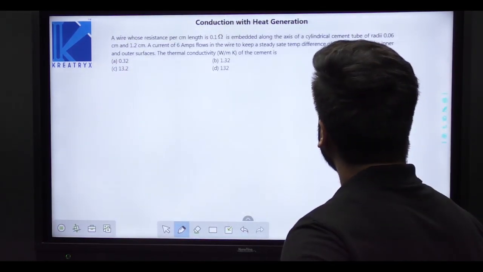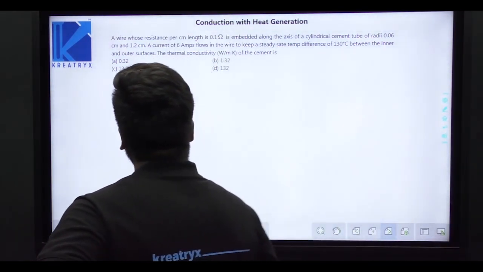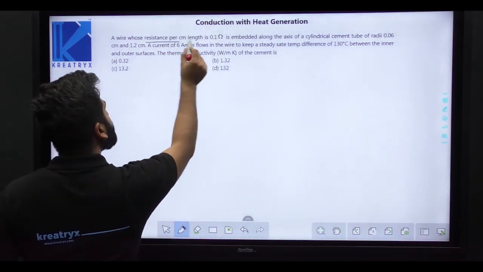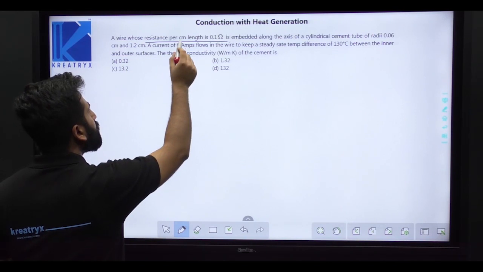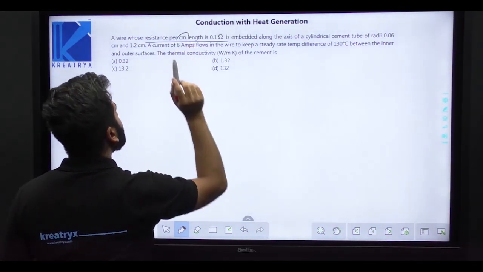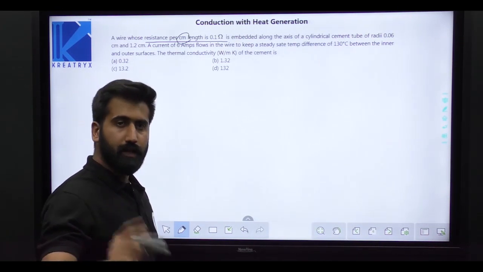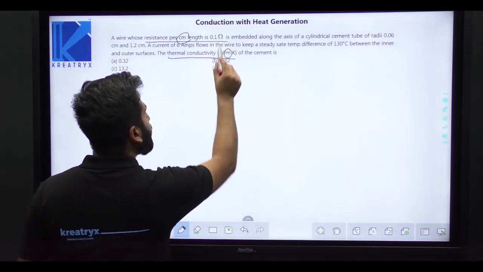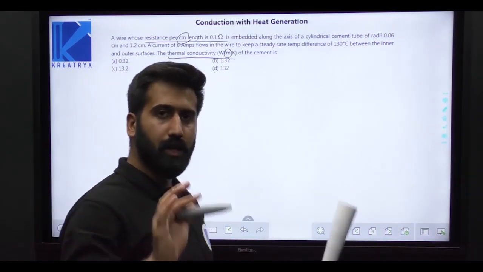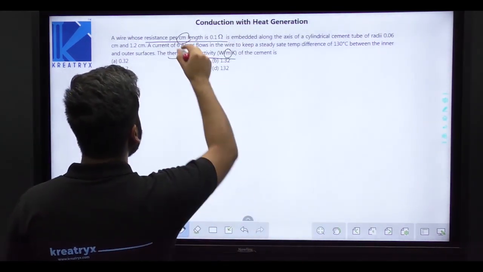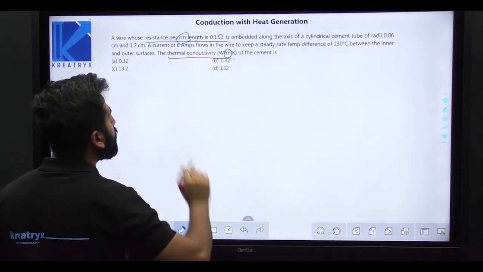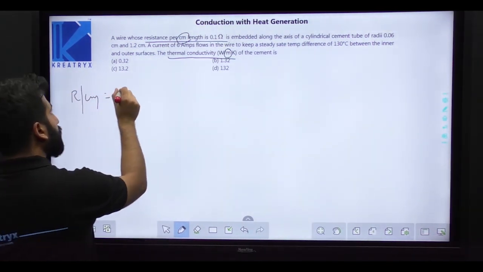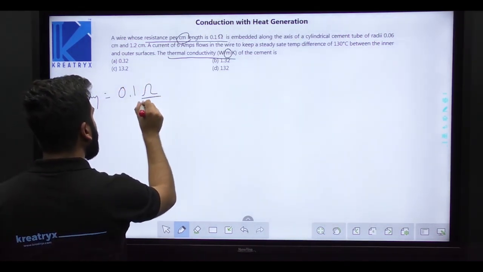The next question is again based on conduction with heat generation. A wire whose resistance per centimeter length is 0.1 ohm. First of all, I'll make it in meters, because I like to work in SI units, and so should you. Also the thermal conductivity has been asked in watt per meter Kelvin, so it will be beneficial for us to work in SI units. So resistance per centimeter length is equal to 0.1 ohm per centimeter.